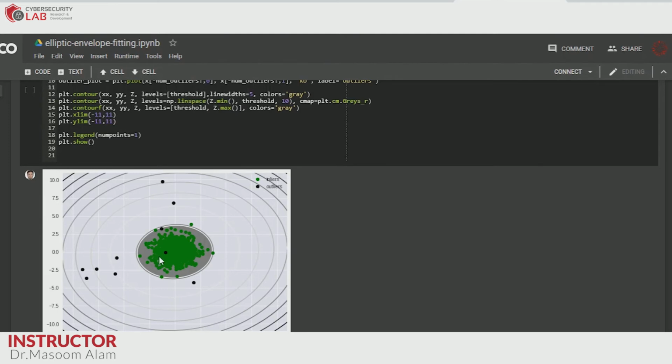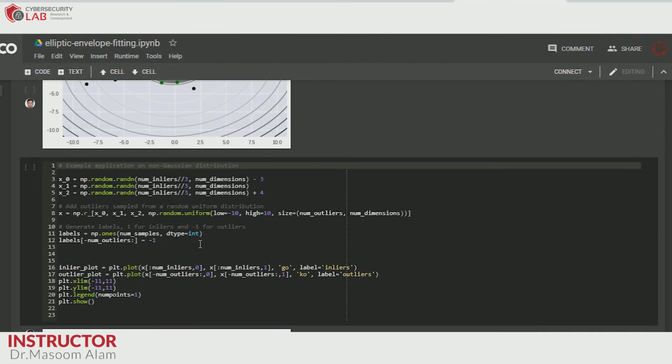The point that I'm going to make is that there are four errors, so you can count. This is one inlier which is modeled as an outlier, two, and then we have a three, and we have the four. So the number of errors is four.